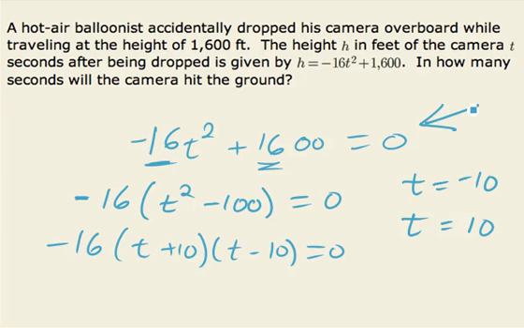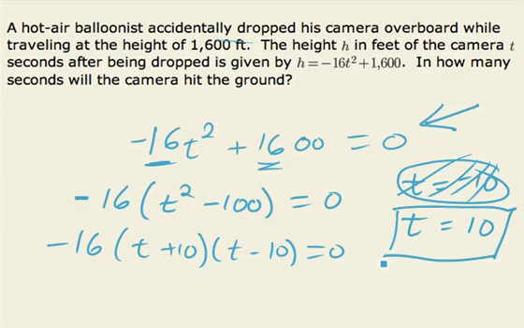And now I'm interested in figuring out if either or both or neither of these solutions to the equation are actually solutions to my question, right? We're talking about some time after dropping this camera that hits the ground, so a negative time is not going to work. That would be happening 10 seconds before I dropped it, and it's not going to hit the ground 10 seconds before I dropped it. It could hit the ground very well 10 seconds after I drop it.